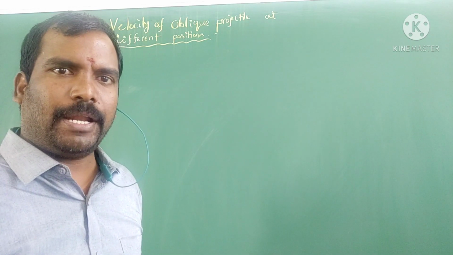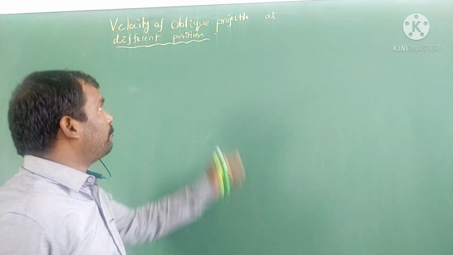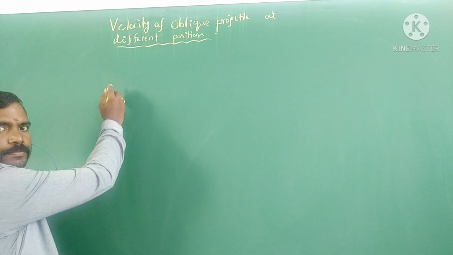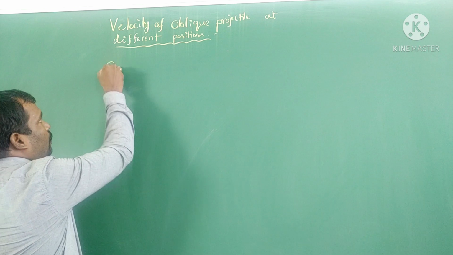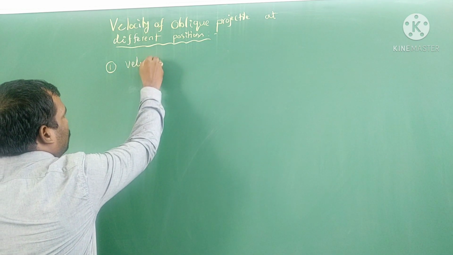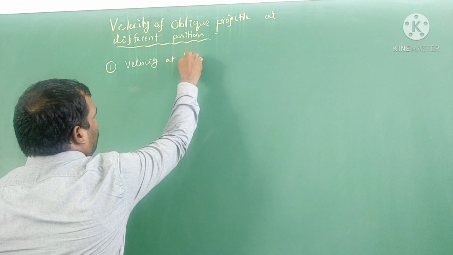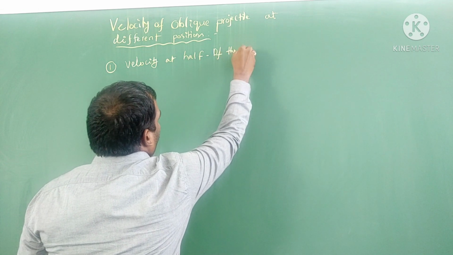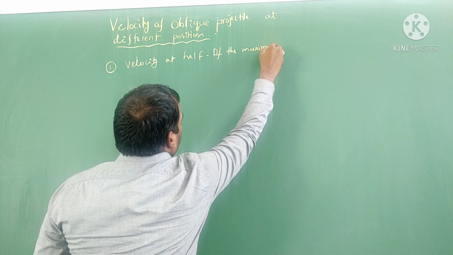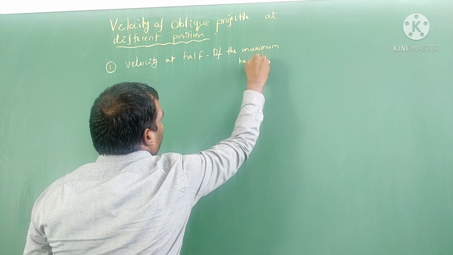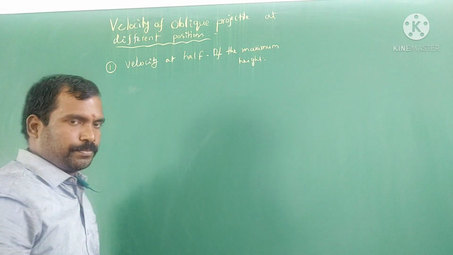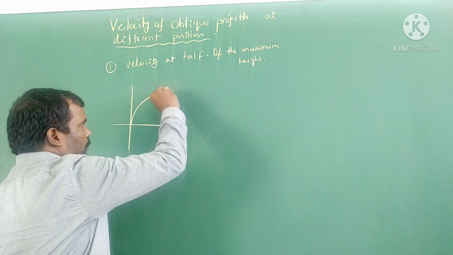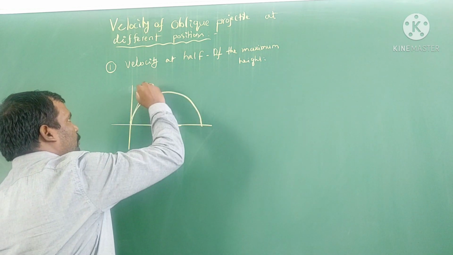In this video, I would like to discuss the velocity of an object projectile at different positions. First point: velocity at half of the maximum height. As we know, the body projected with the initial velocity u will attain parabolic motion.